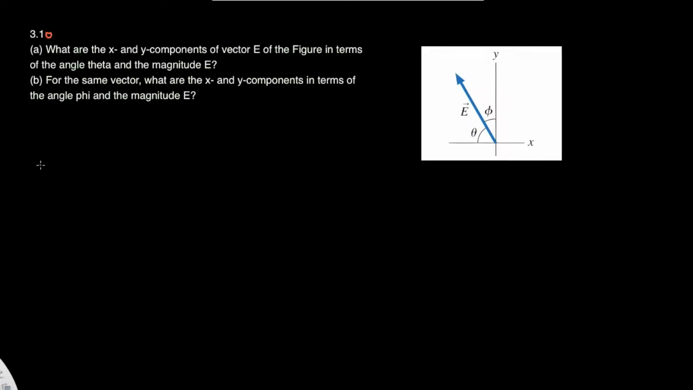Okay, let's try problem 3.10. Part A, what are the x and y components of vector E of the figure in terms of the angle theta and the magnitude E? Okay, so all we have to do is break this vector E down into its x and y components. So we're looking for this one vector right here, E sub x, the x component of that vector. And then we're also looking for the y component of this vector, E sub y.